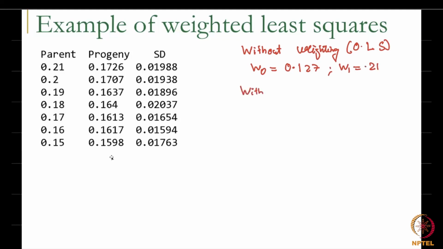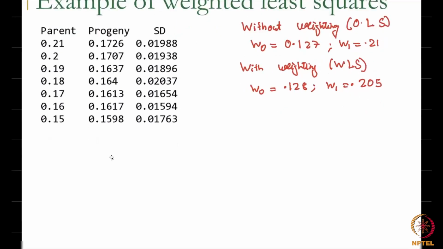Whereas with weighting, which is the weighted least squares approach, we get something like W naught equal to 0.128 and W1 equal to 0.205 or somewhere there. So small change, like I said, the weight change can be large in case the differences in standard deviation are large. Now, the question that we wish to ask is, can we write the normal equations for this? I'm just going to give you the final result. And I'll let you derive it. And if maybe time permits, I'll do it towards the end of the course if required. Otherwise, I'm just going to give you the final equations for this.